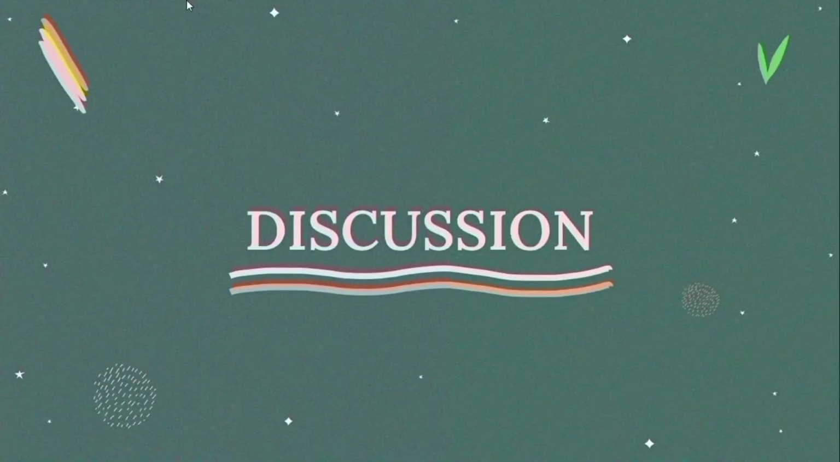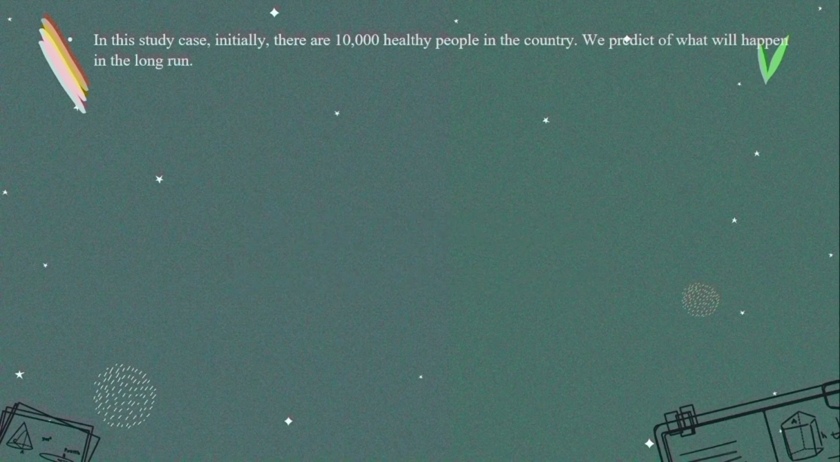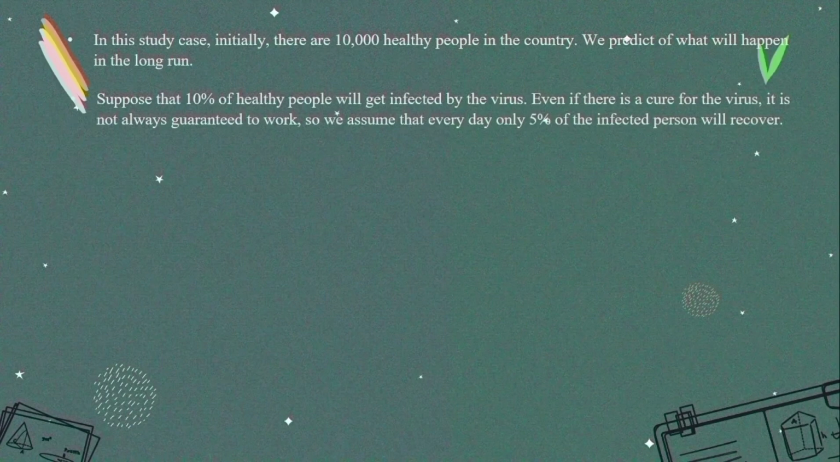Next is discussion. In this case study, initially there are 10,000 healthy people in the country. We predict what will happen in the long run. Suppose that 10% of healthy people will get infected by the virus. Even if there is a cure for the virus, it is not always guaranteed to work. So we assume that every day, only 5% of the infected people will recover.